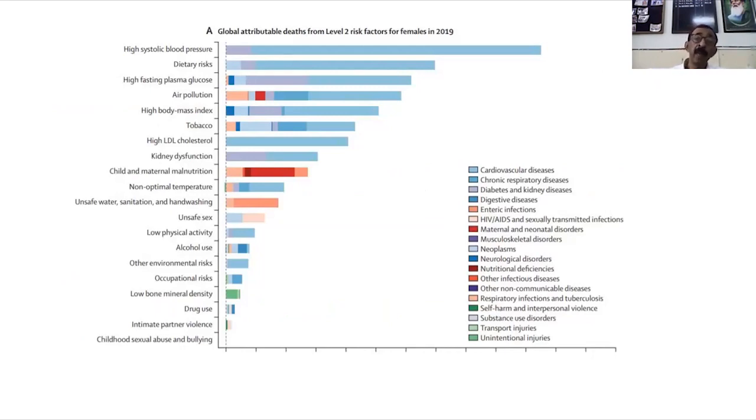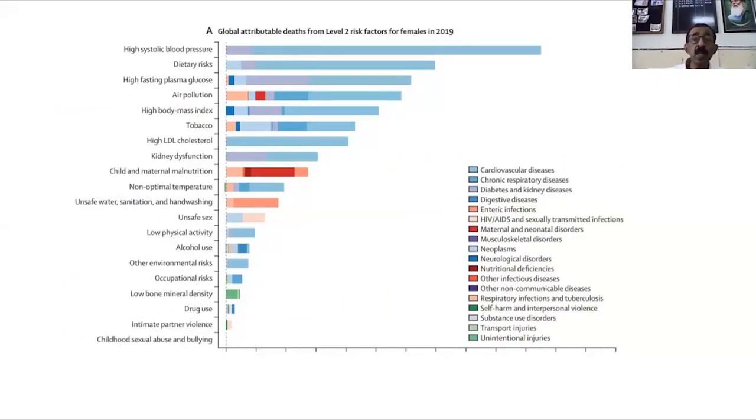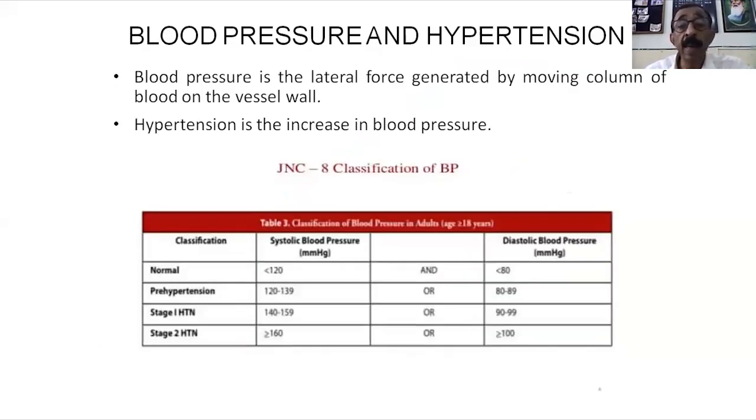Now this slide shows us the association of various risk factors which are mentioned on the left side, and the colored bar shows us the various diseases which these risk factors are associated with. So at the top slot, we have the systolic blood pressure. So high systolic blood pressure is causing a major chunk, see the blue color, of cardiovascular diseases. So this is the importance of blood pressure, its measurement, its monitoring, and its control.